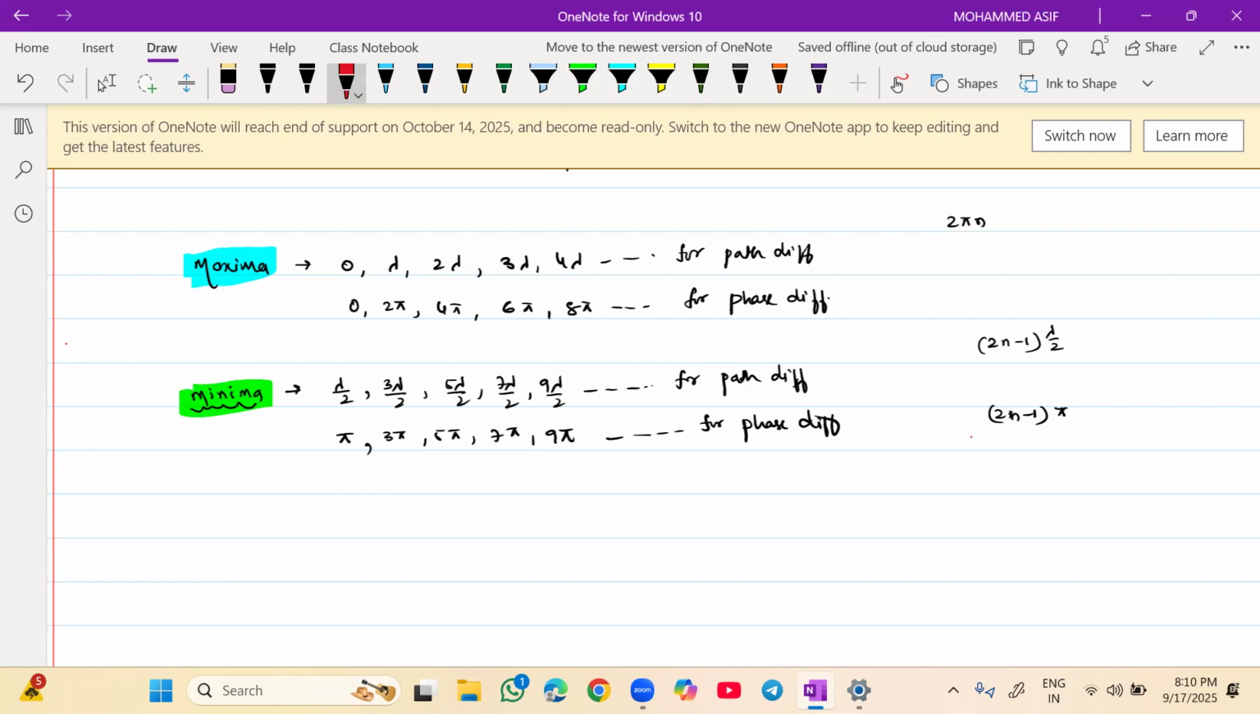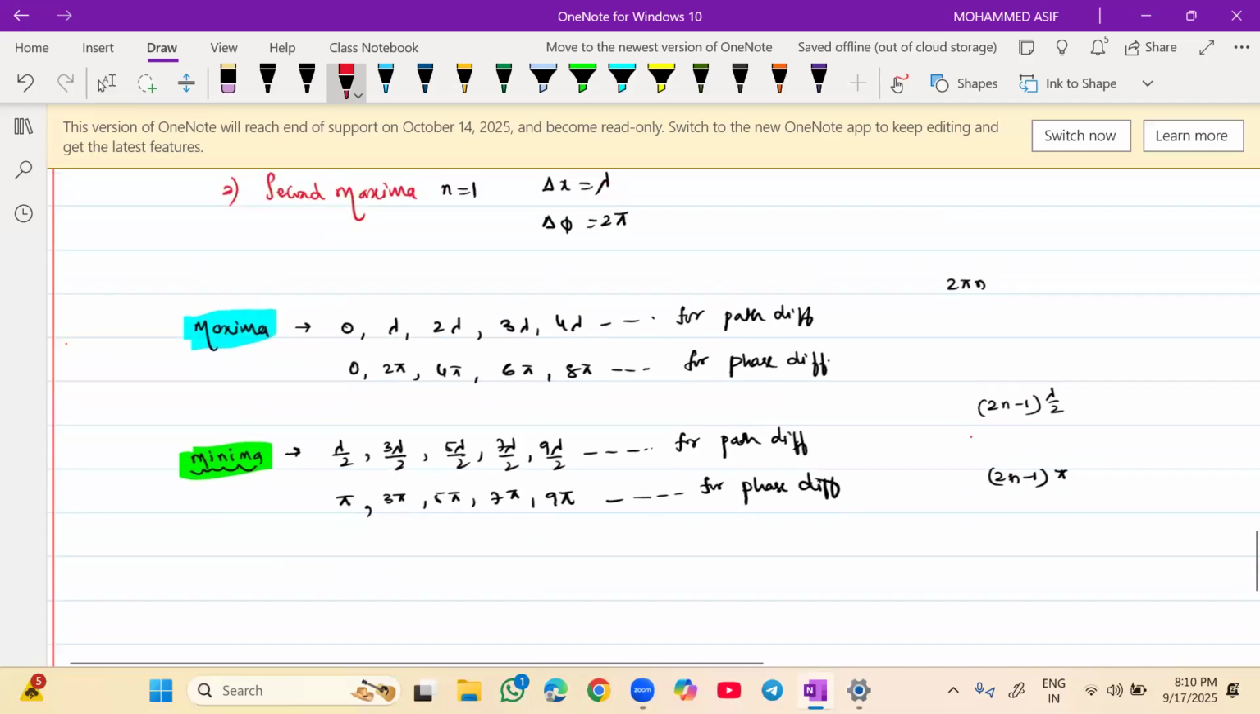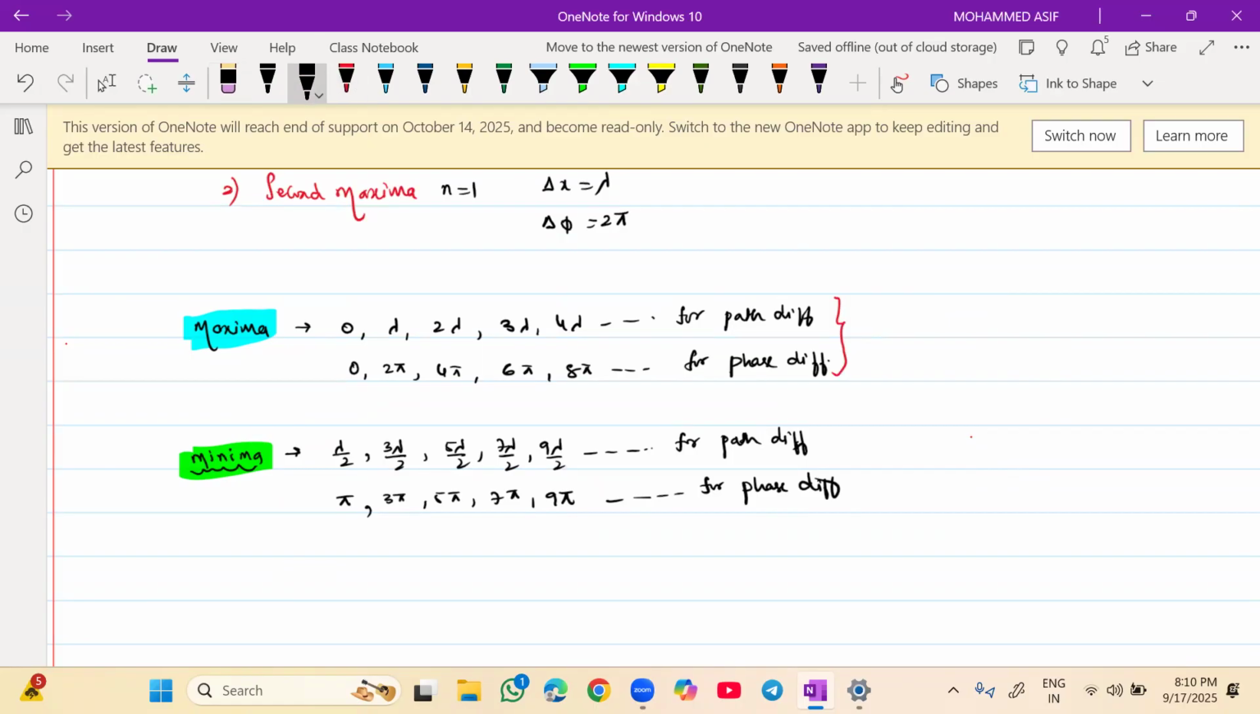So this is your minima. So I'll rub this part here. Now tell me, for maxima, how do you calculate the amplitude? A max will be equal to, very important, the square root of A1 square plus A2 square plus 2 times A1 A2 into cos of the angle between them.